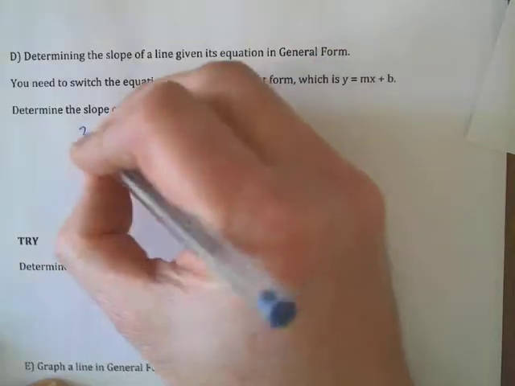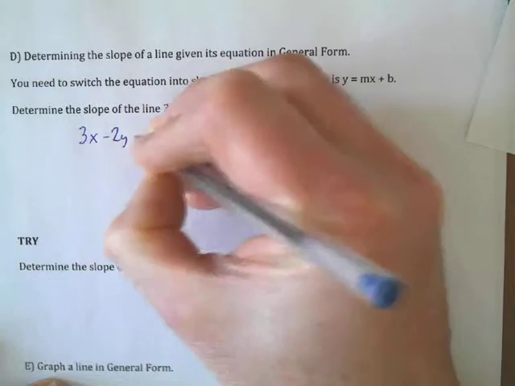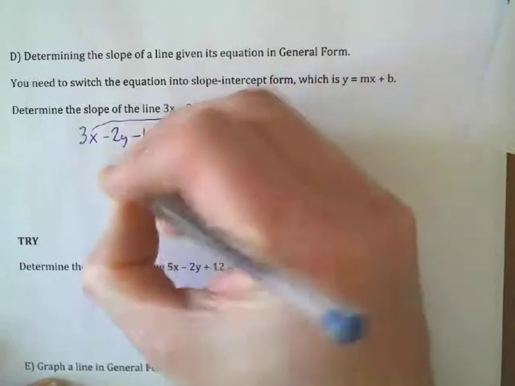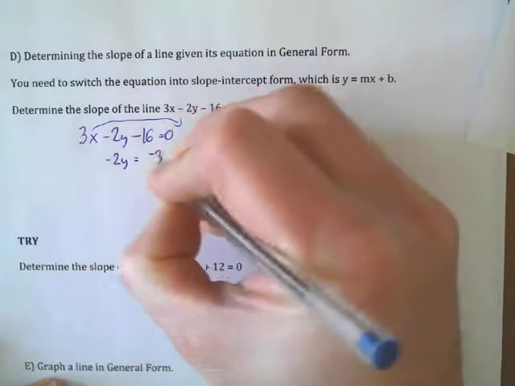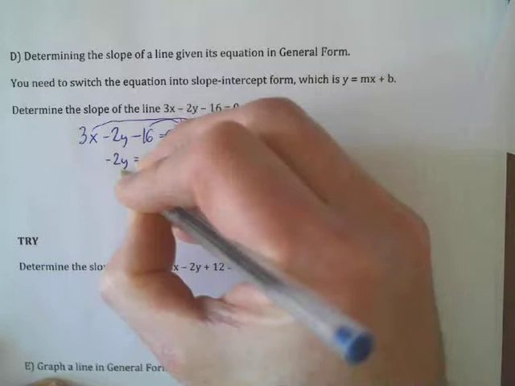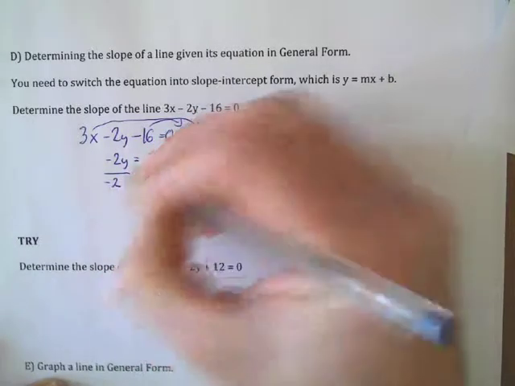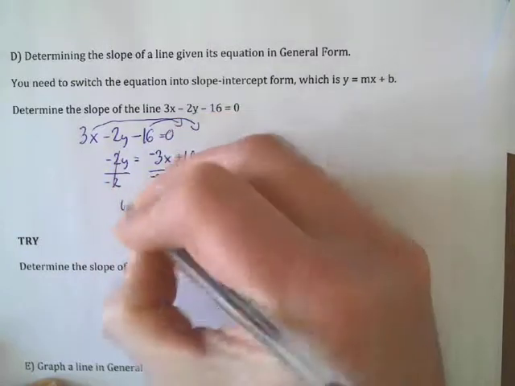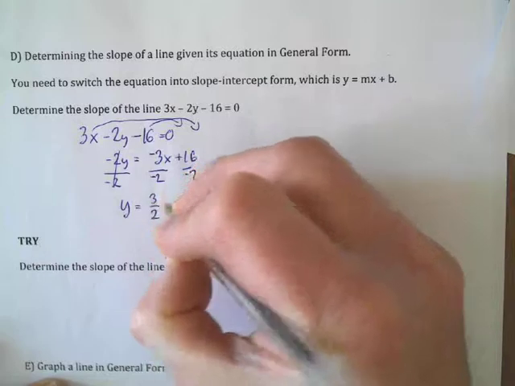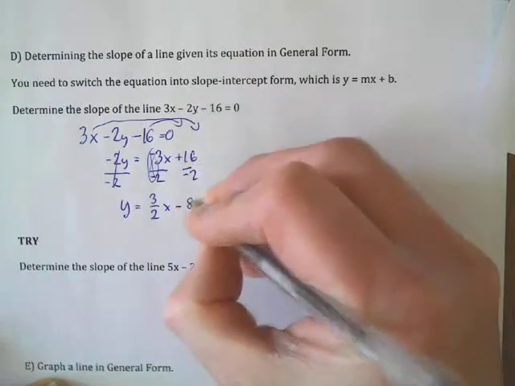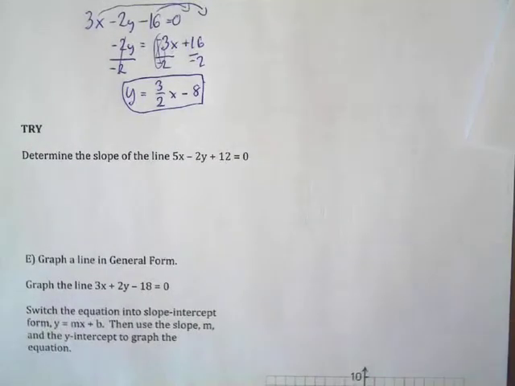So I have 3x minus 2y minus 16 is equal to 0. 3x is going to come over. Because it's positive here, it's going to become negative. The 16 is going to come over. Because it's negative, it's going to become positive. I'm going to divide by negative 2 because I want y by itself. What I do to one side, I must do to the other side. So those cancel out. Y is equal to 3 over 2 x because the two negative signs will cross out. And 16 divided by negative 2 is negative 8. There's my answer. So stop the tape, try the question below, and then check it after you get it done.